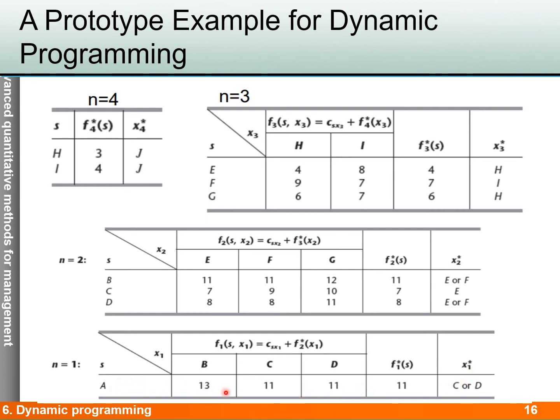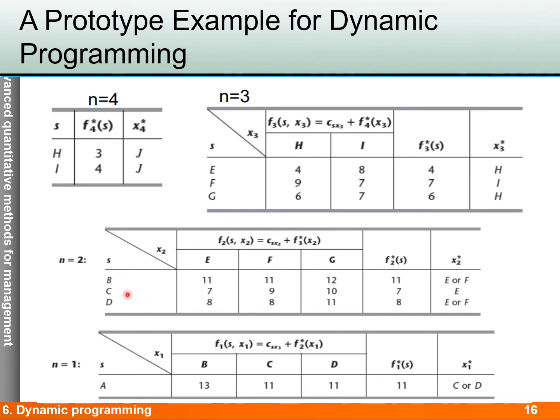So one possible solution is going from C, or the other possible solution is going from D. So it's AC or AD. At this moment, we have two optimal solutions. Now, to find the rest of the way, we should go to this table.